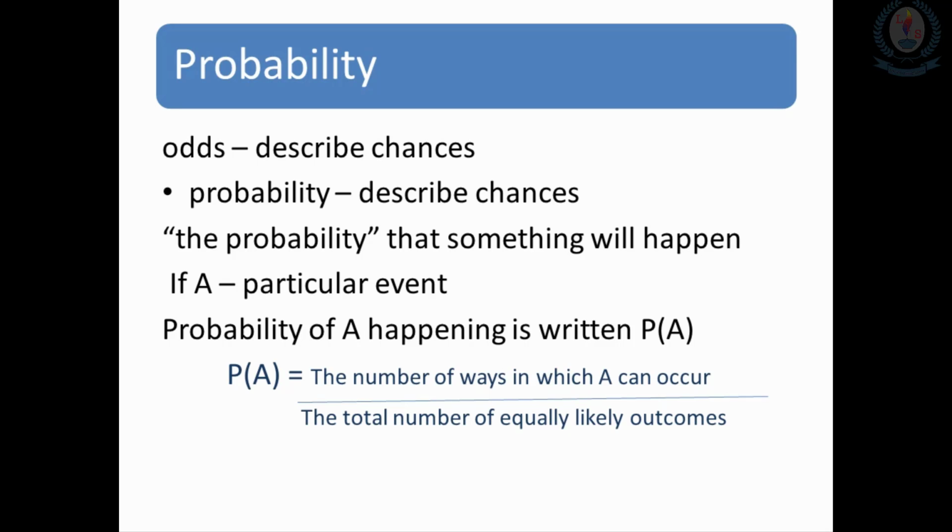So we say that the probability of throwing a 4 is 1 over 6. So we will now define exactly what we mean by the probability that something will happen. If A stands for a particular event, we say the probability of A happening is written P(A), where P(A) is equal to the number of ways in which A can occur, divided by the total number of equally likely outcomes.